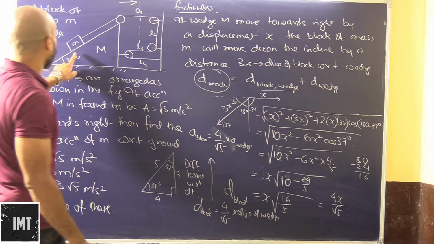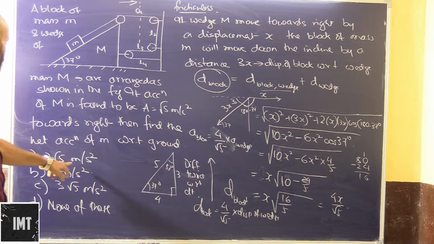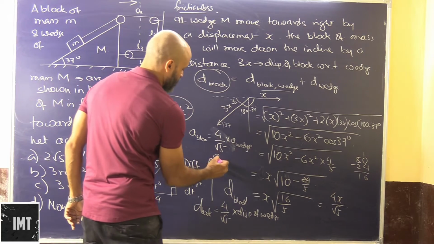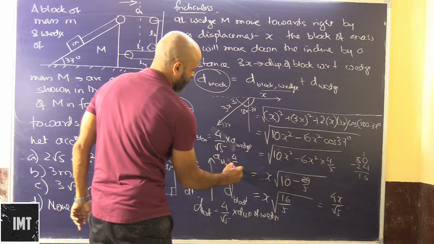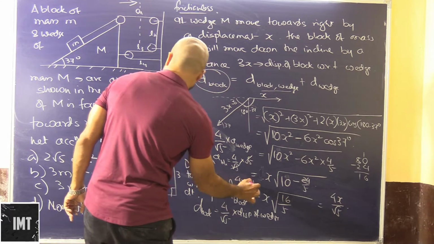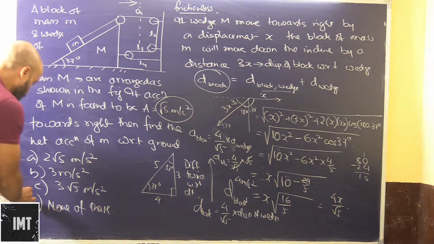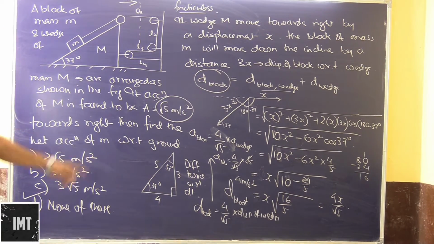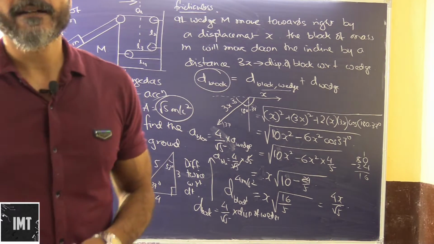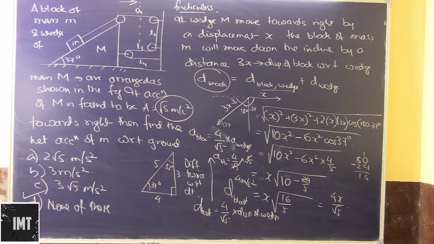Now acceleration of wedge here is given as 5 under root 5. So acceleration of block will be equal to 4 by under root 5 into 5 under root 5. That will give you 4 meter per second square. None of the options is here, so D option would be correct. A nice problem. Just have a look at it once again and take a snapshot of this to have a better understanding.